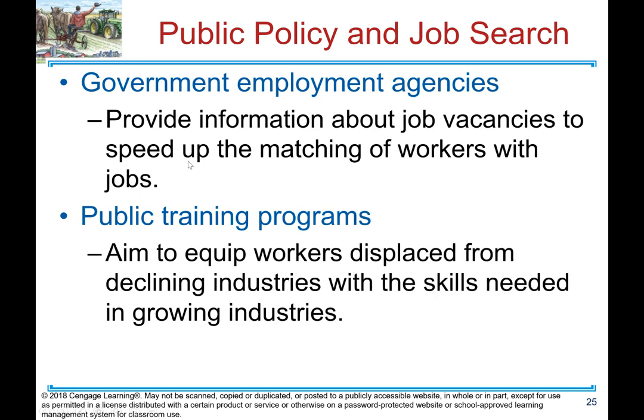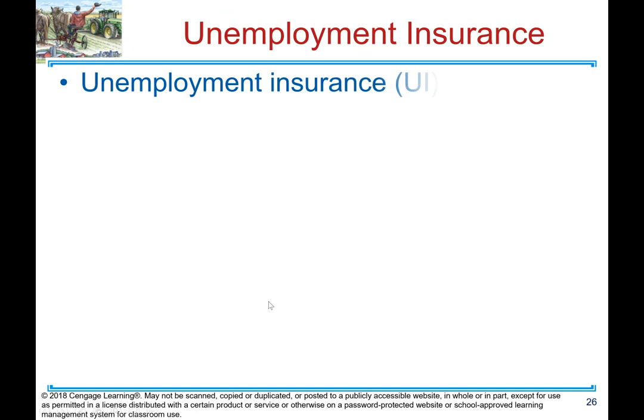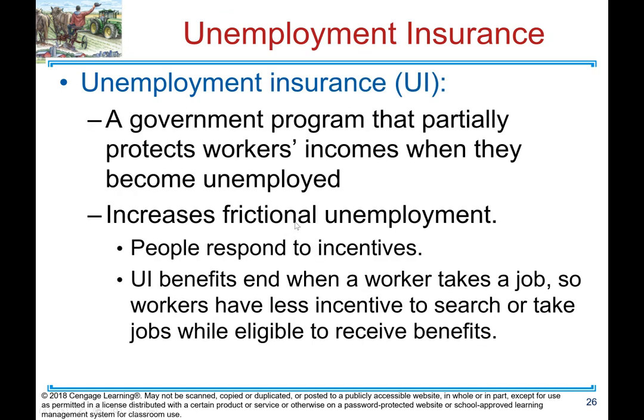Public policy and job search. Government employment agencies provide information about job vacancies to speed up the matching of workers with jobs. Public training programs aim to equip workers displaced from declining industries with the skills needed in growing industries. Unemployment insurance. Unemployment insurance is a government program that partially protects workers' income when they become unemployed.